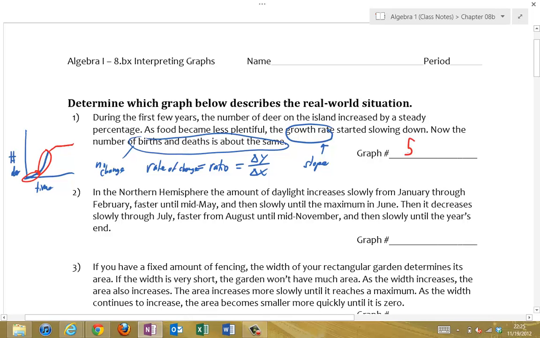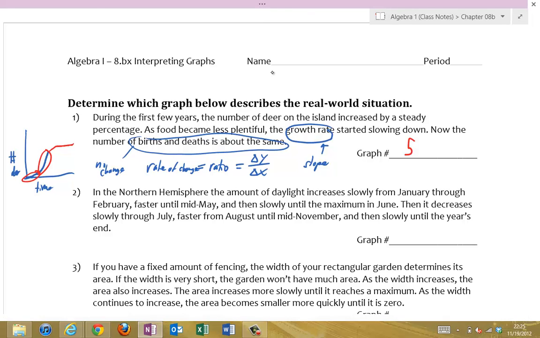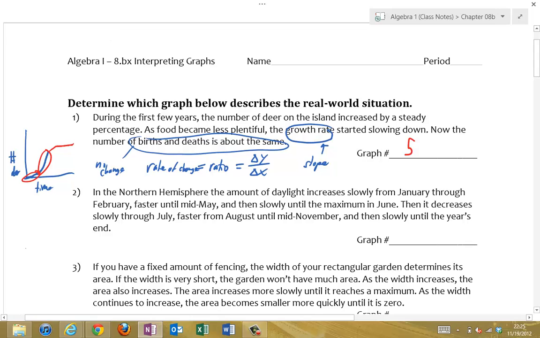Let's look at number 2. In the northern hemisphere, the amount of daylight increases slowly from January to February. Okay, right away I can kind of tell what kind of graph this is going to be. Similar to before, we have the amount of time, and then I have daylight. The amount of daylight increases slowly from January through February. So we're increasing faster until mid-May. Then again slowly until the maximum in June. Then it decreases slowly through July. So it's decreasing slowly, then faster, then slowly again. So we got this slow, fast, slow, then decrease, slow, fast, slow.